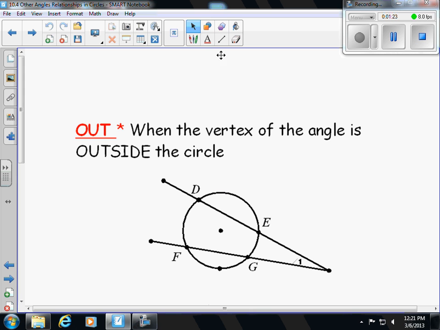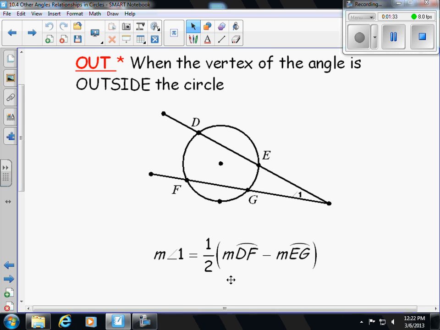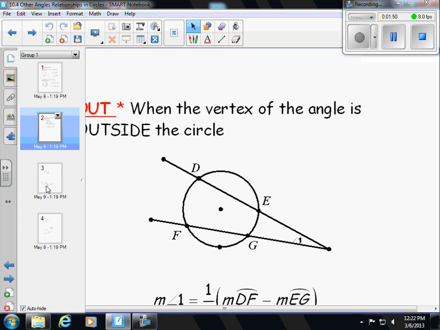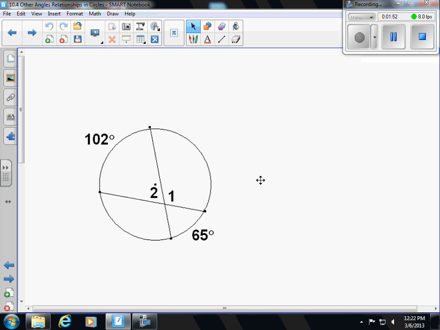So again, a bunch of formulas that you're getting right now. When the vertex of an angle is outside of a circle, as in this case with angle 1, the measure of angle 1 is equal to 1/2 times the measure of arc DF minus the measure of arc EG. Alright, so you've just been given several formulas, and now we're just going to look to apply them. So for instance, let's say we're given this situation here.